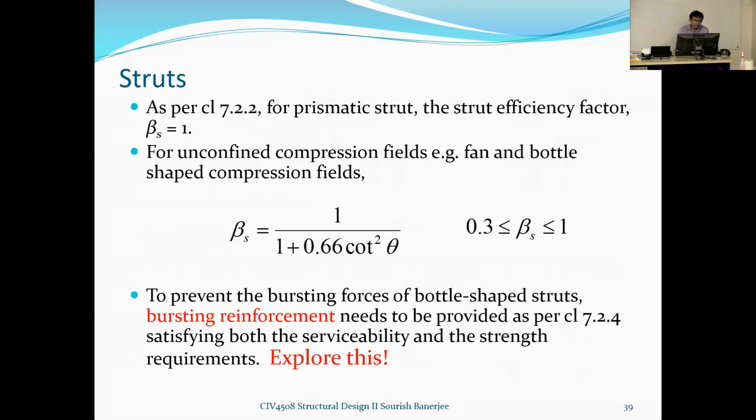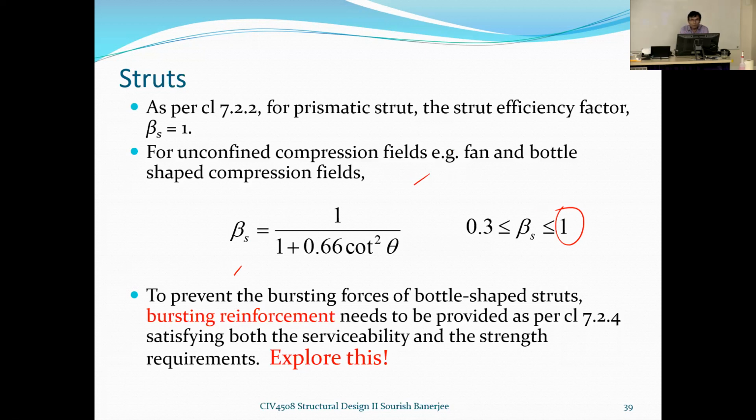Now, as per clause 7.2.2, for a prismatic strut, the strut efficiency factor beta S is 1. Okay, that's fine. But if you have an unconfined compressive field, like a fan or bottle-shaped compression field, we can use this expression to calculate the beta S. What it tells you is this. If you have a prismatic compression field, then your beta S is 1. That means you get the full efficiency.